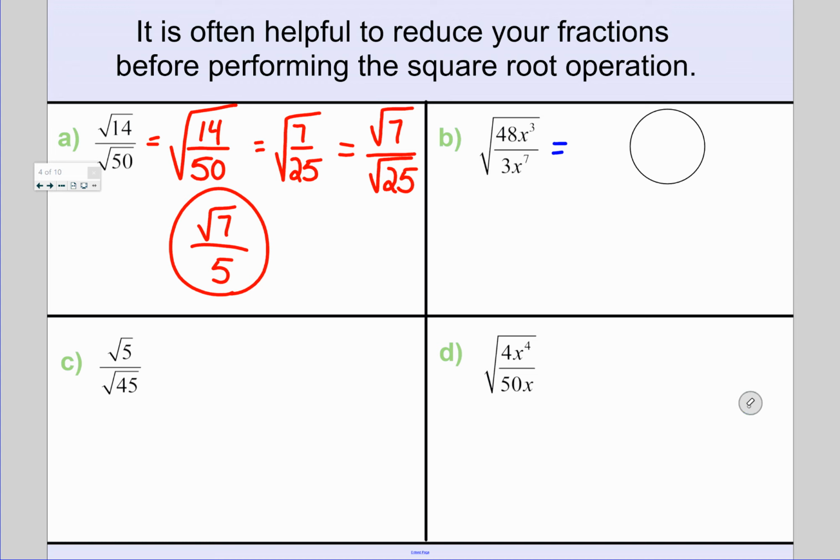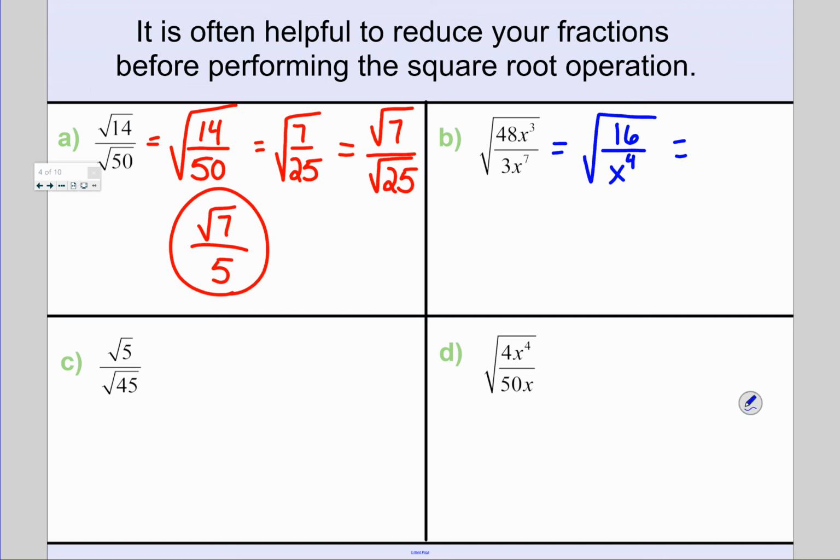Let me write it with the fraction here. 48 divided by 3 is 16. And I have x to the third over x to the 7th, so that gives me x to the 4th in the denominator. Now I can split this up again into the top, take the square root of the top and the bottom.